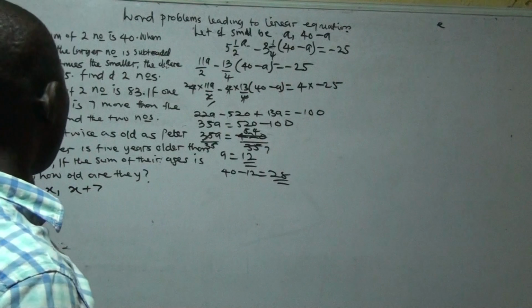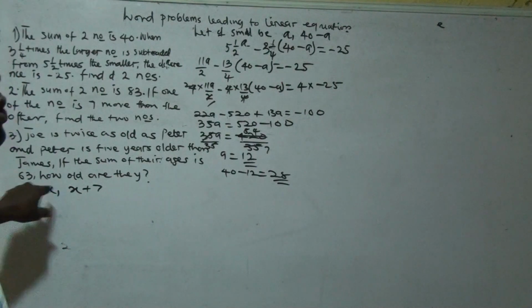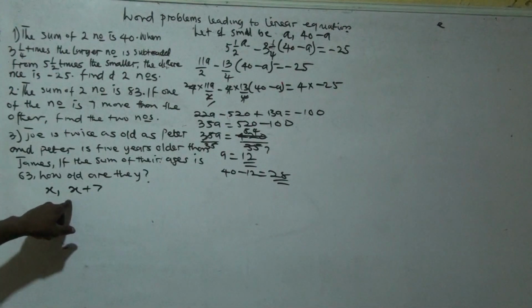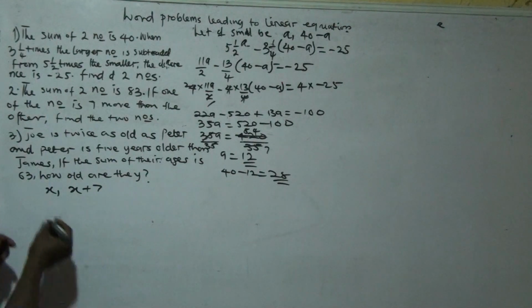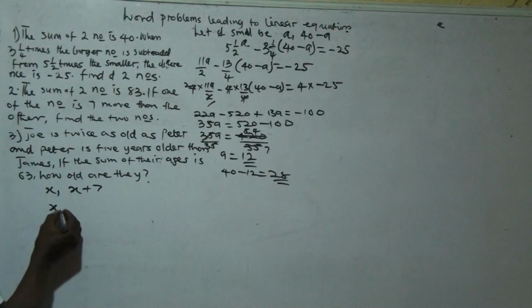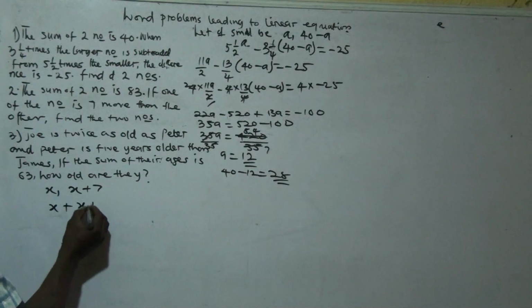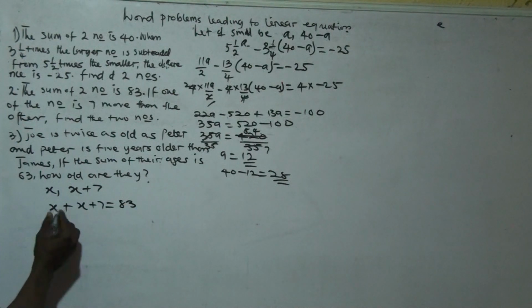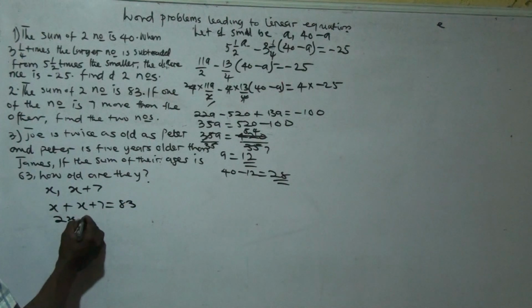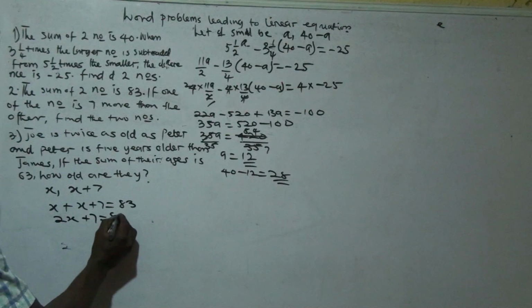So we say let one of the numbers be x, the other number will be x plus 7. The next step is the sum. What will be the sum? It means x plus x plus 7 is equal to 83. So x plus x gives 2x plus 7 is equal to 83.